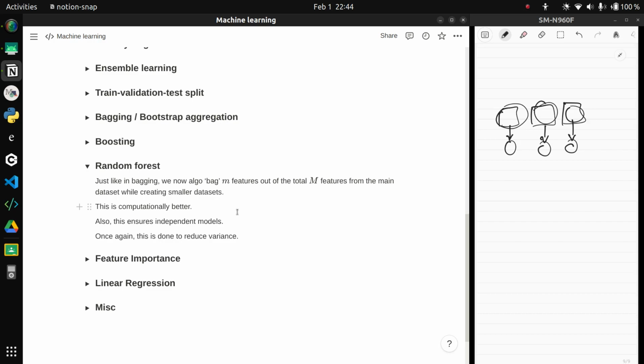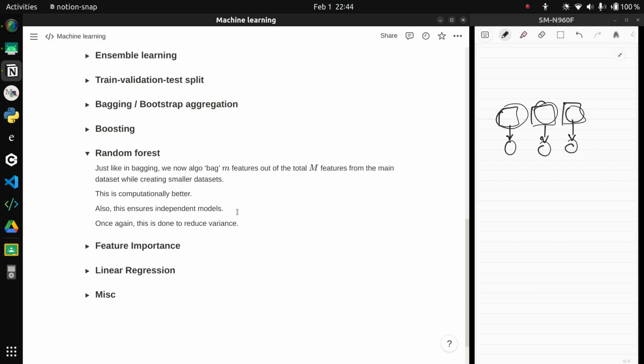Once again, this is done to reduce variance, right? Remember that ensemble learning is mainly done to reduce variance for decision trees. This too is done to reduce the variance. So you want it such that it gives you more variety in the datasets, and so your model has to, how do I say this thing? And then you sort of take a mean.